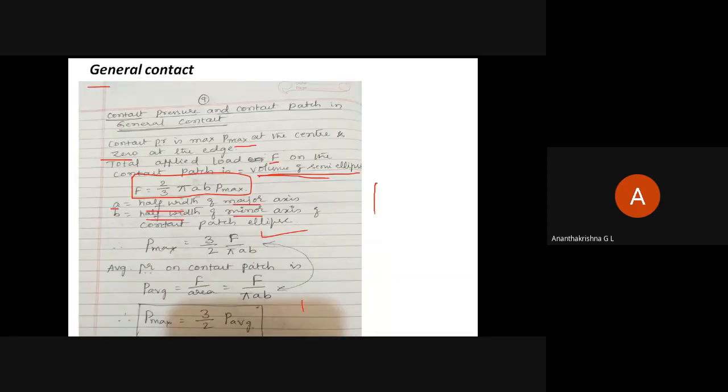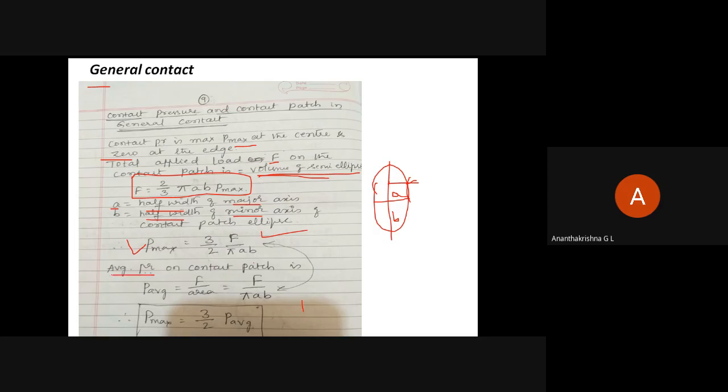When you draw an ellipse, something like this, you'll have this as the major axis and this is called the minor axis. So in our discussion, this is the value of a and this is the value of b. That is half of the ellipse, not the full length; it is the half width of the ellipse. Is it okay? These are the values of a and b. From there you will get the value of P max.